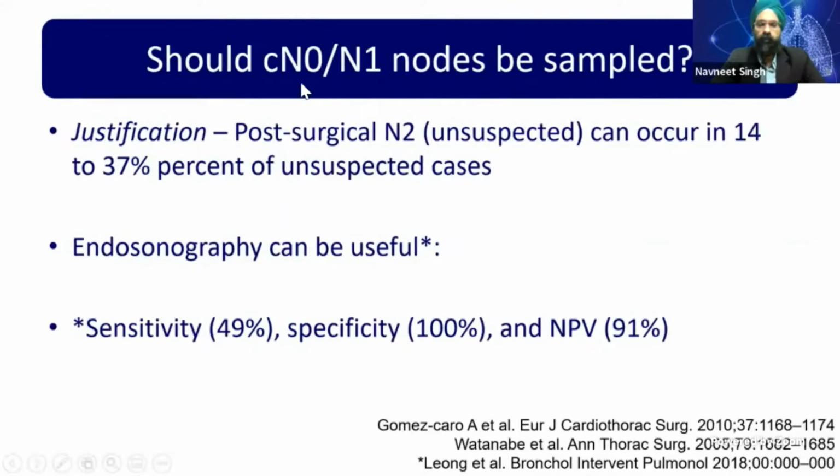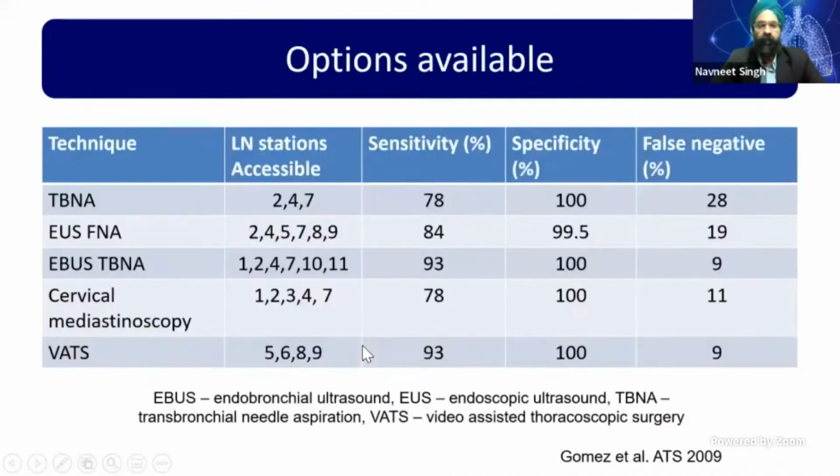So the next question is, should the N0 or N1 nodes be sampled? The justification for this is that there is post-surgical unsuspected N2 disease in anywhere from 14 to 37% of cases. And in such cases, endosonography can be very useful. It has a very good specificity and a very good negative predictive value, but the sensitivity is lower. And you have multiple options for sampling.